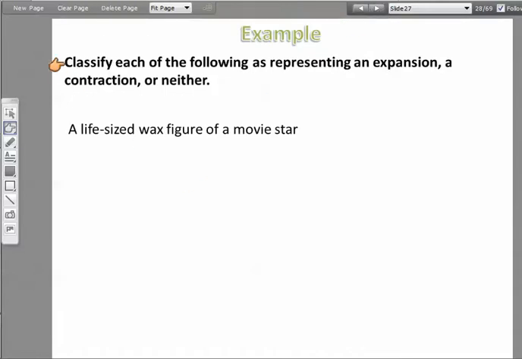This is classify each of the following as representing an expansion, a contraction, or neither. A life-size wax figure of a movie star. Well, if it's life-sized, it's not going to be getting bigger or it's not going to be getting smaller. So it won't be either of them. Okay? It'll be neither an expansion nor contraction.